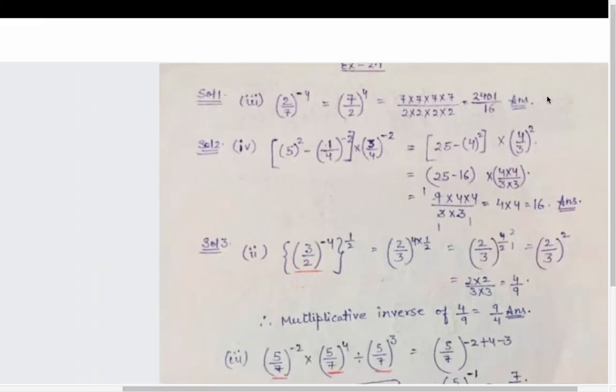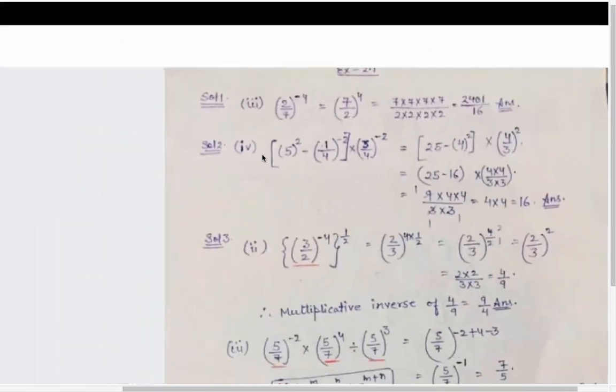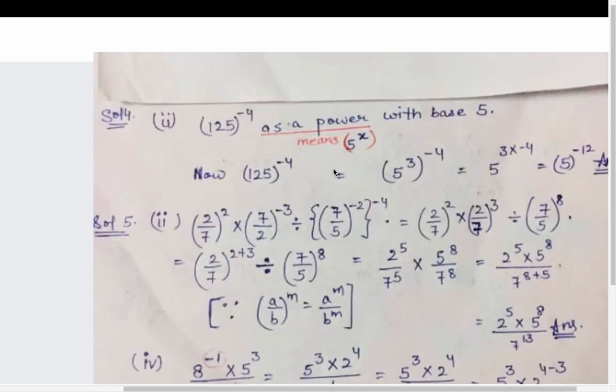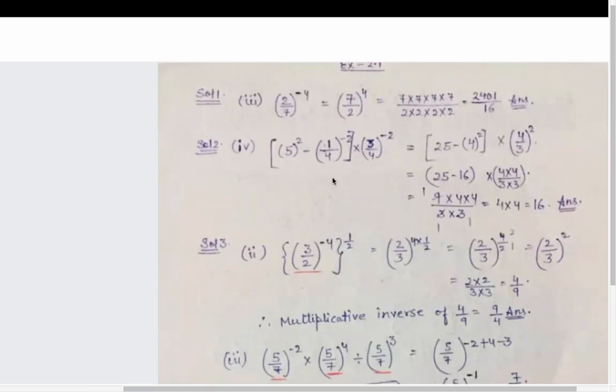Clear? Let's move to the next. Exactly the same way you must do all the remaining parts if you have not done them, and do corrections if needed. Now second question, fourth part. See what it was. The question here is square bracket 5 square minus 1 by 4 raised to the power minus 2 bracket closed into 3 by 4 whole raised to power minus 2.